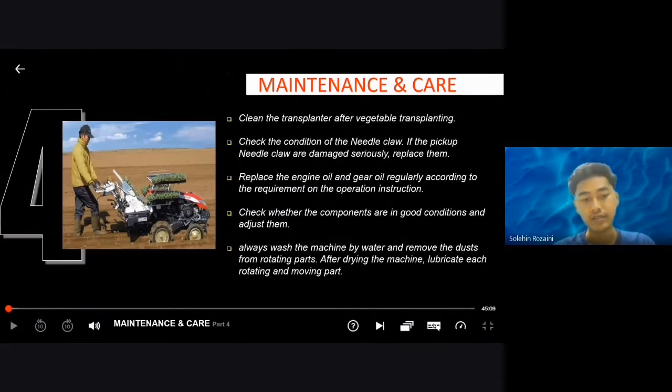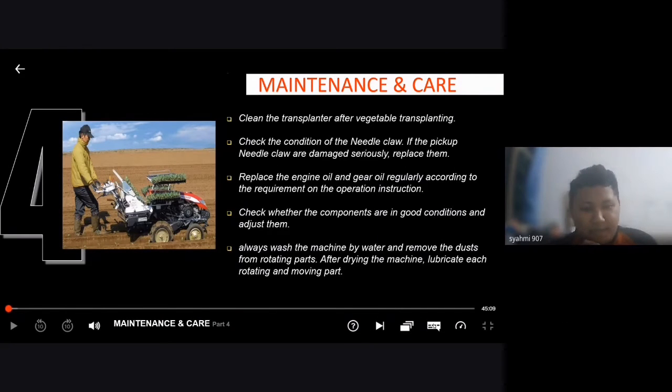Okay. Thank you. I will explain about maintenance and care for the vegetable transplanter. Firstly, clean the transplanter after the vegetable transplanting. For the one day you use the vegetable transplanter, you always clean the transplanter. Okay, and the next is to check the condition of the needle claw.